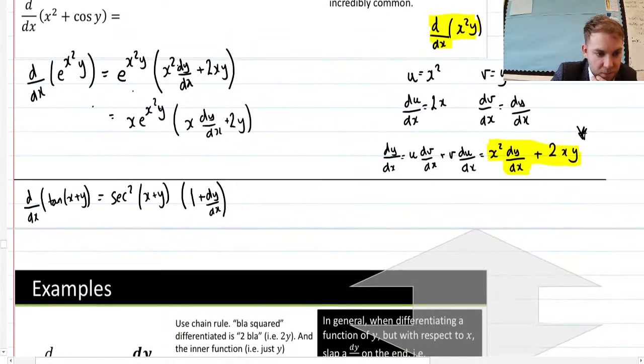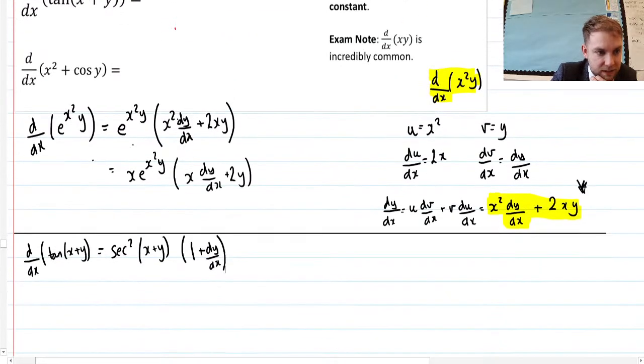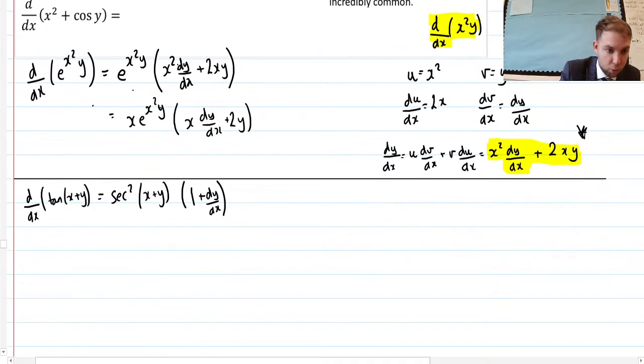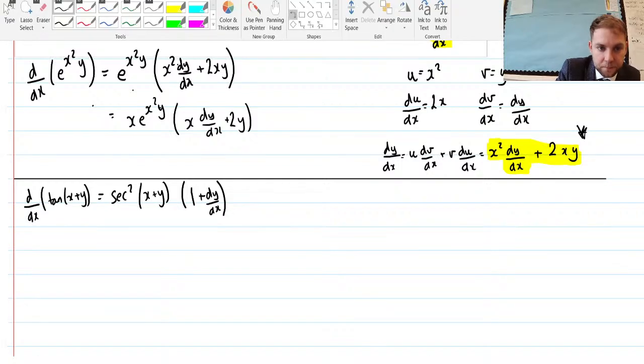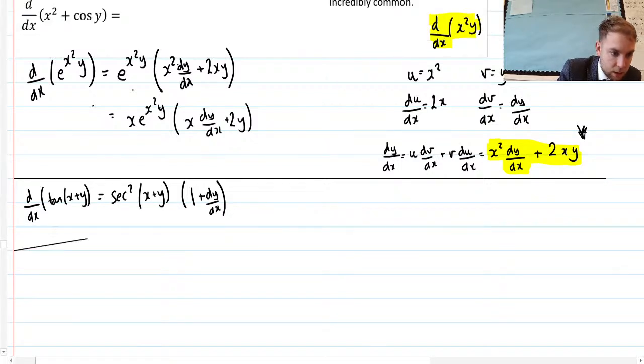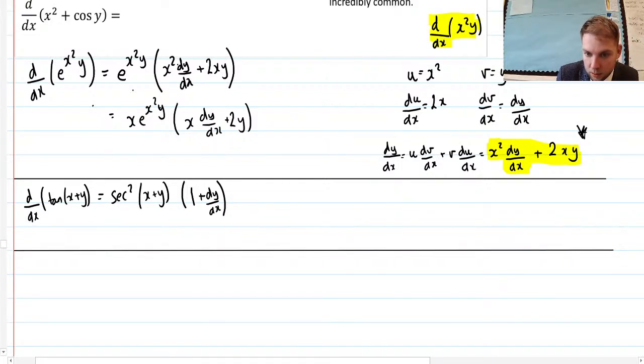And this is one more example. And take note, these will come up, okay? We will see these on the exam. So we've got d by dx of x squared plus cos y is equal to, now, we've got two things we need to differentiate here. We've got to differentiate this x squared, now it's plus cos y.